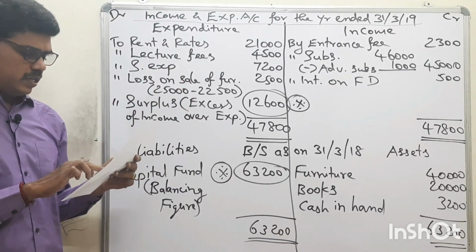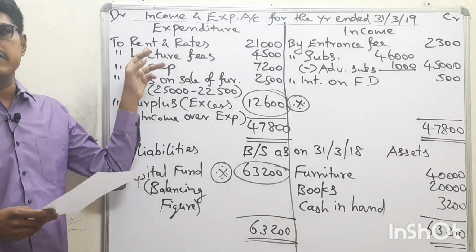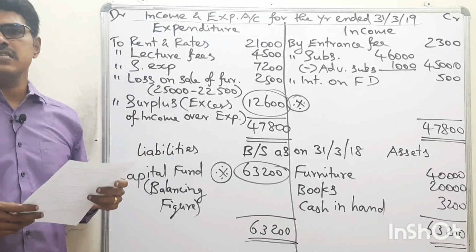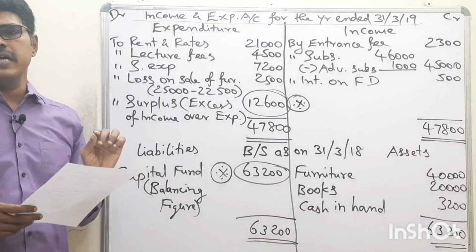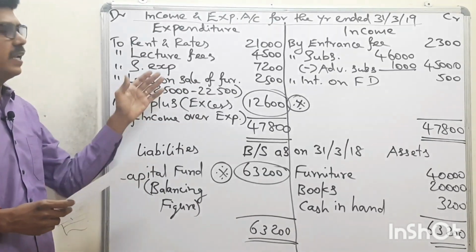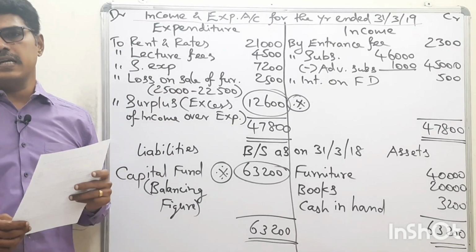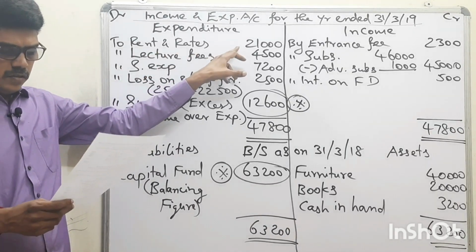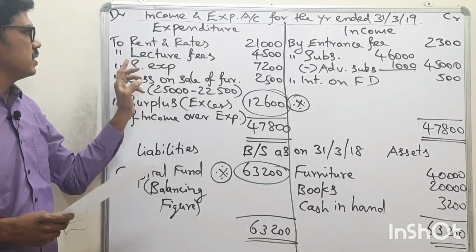First, they have given rent and rates. Rent and rates is a recurring expense. Whatever is recurring in nature, or the life of the expense will be over within the particular financial year, we can consider as recurring. Recurring means the same expenditure will be incurred again and again in the organization, or periodically. Rent and rates given is 21,000. This is a recurring expenditure.